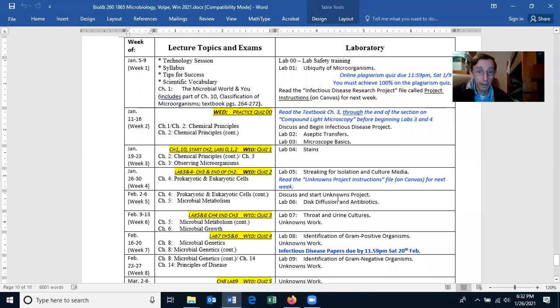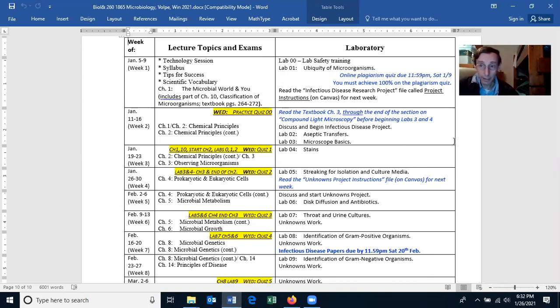What we're doing today is Lab 5's streaking for isolation and culture media. In the lab, you would actually be streaking out plates, but you can't come and do that, so we'll show you little videos of it, and I think there's a virtual lab for this lab. Also, you need to read the unknown project instructions file on Canvas for next week.